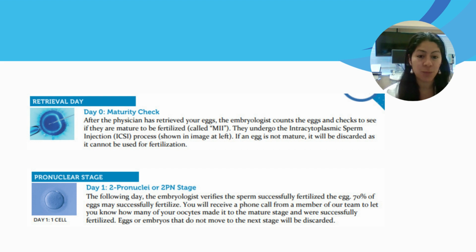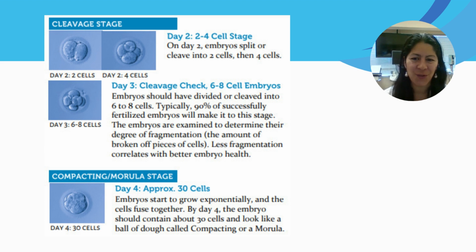Then the egg and the sperm will create an embryo. On the following day, the embryologist verifies that the sperm successfully fertilized the egg. The following day, day 2, is known as the cleavage stage, and we'll see that the embryo splits into 2 cells, then 4 cells, then 6 to 8 cells. And on day 4, we could see approximately 30 cells in the embryo.